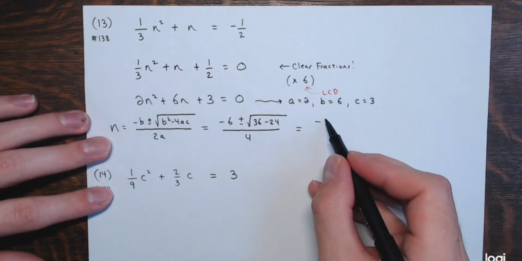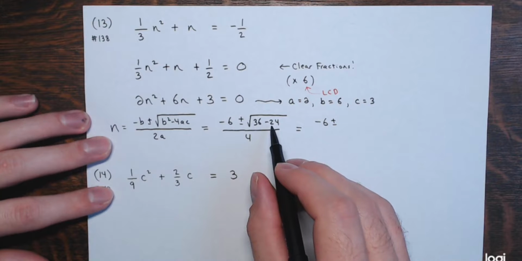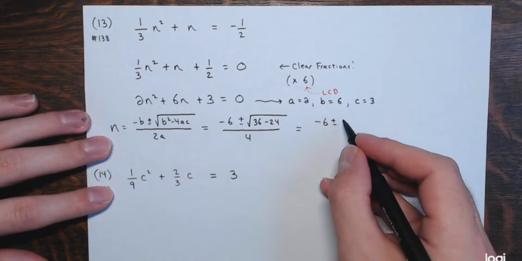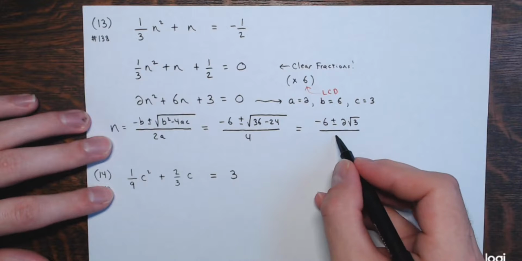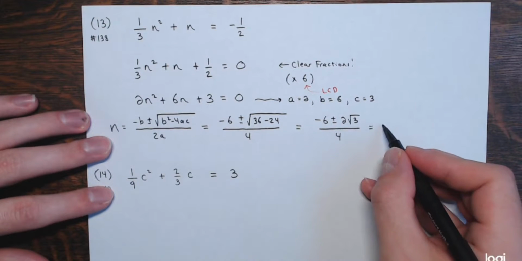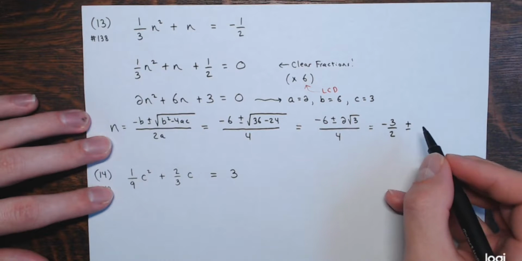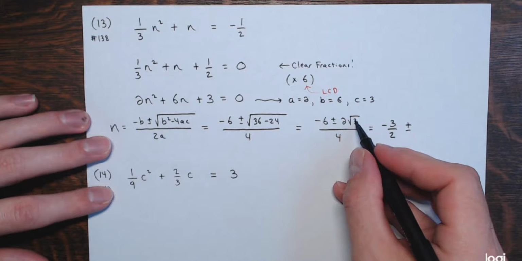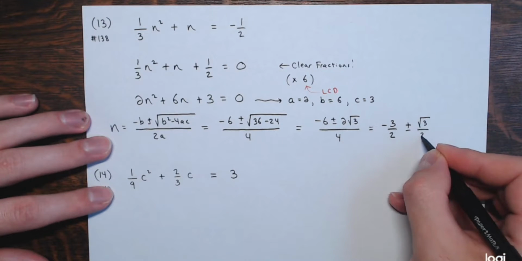So this is negative 6 plus or minus. Now this is the square root of 12. Alright, this would be the square root of 12, which is 2 times the square root of 3 when you simplify it, right? Square root of 4 times square root of 3. And then let's divide each of these by 4. Negative 6 divided by 4 is negative 3/2 when you reduce it, plus or minus, and then 2 times the square root of 3 divided by 4. 2 goes into 4 twice, and you have the square root of 3 divided by 2.